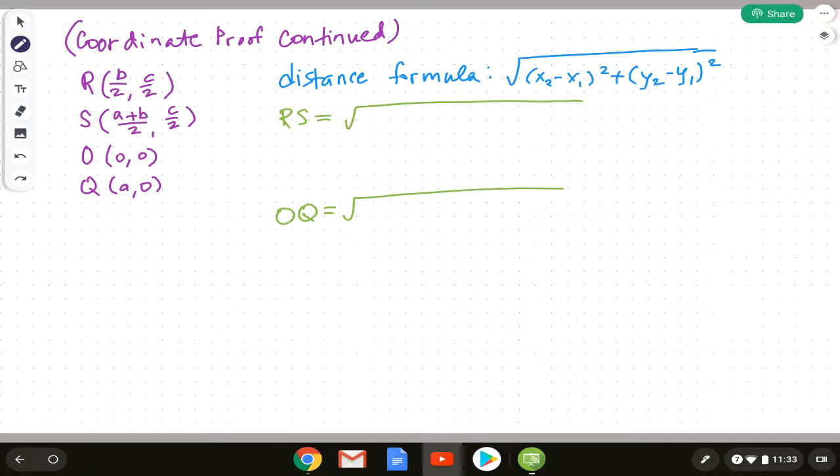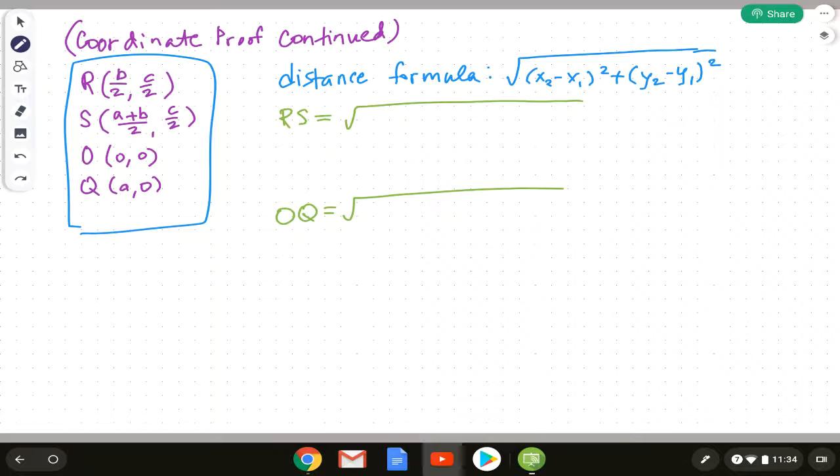Alright, so I went ahead and right here I wrote down what the coordinates of R, S, O, and Q were so that we could reference those since we had to change pages. The distance formula is given at the top in case you've forgotten it.